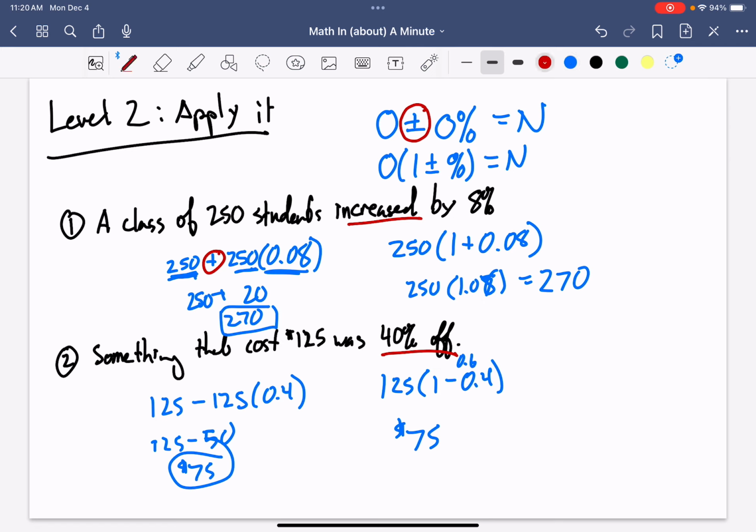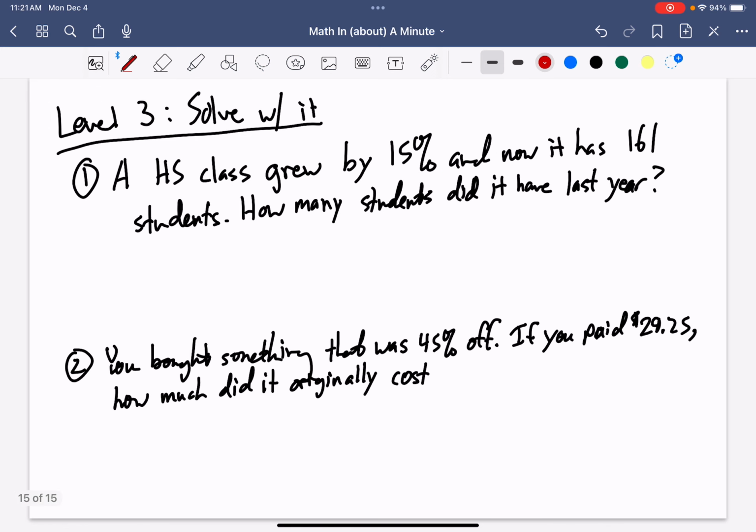But again, the key part here is context clues. Off means I'm decreasing the amount, so I have to use a subtraction sign, not a plus sign. Okay, finally, and I know we're moving quickly here, so there's a lot to process, but finally, let's take a look at how we solve with it. We're still going to be using that formula: the original plus or minus the original times your percent is equal to your new.